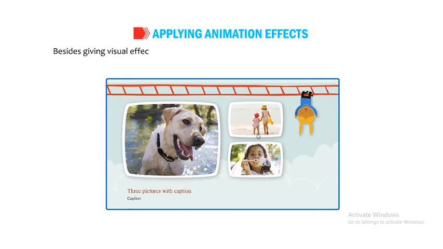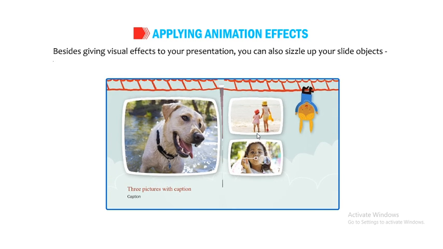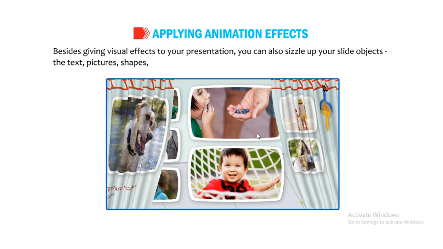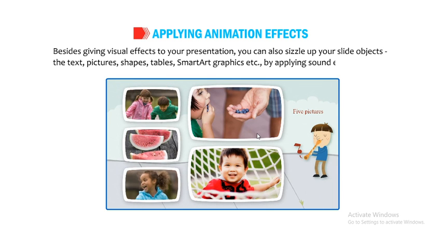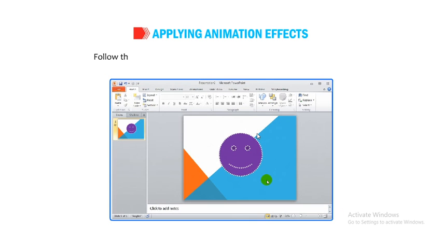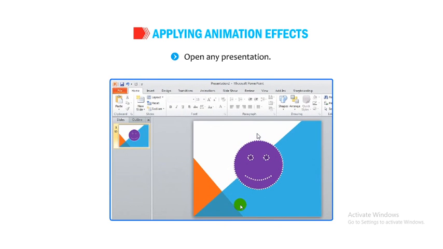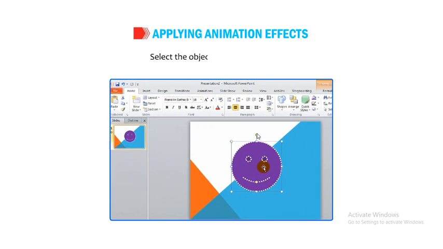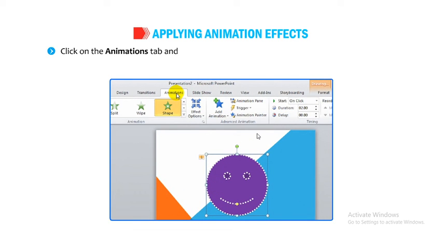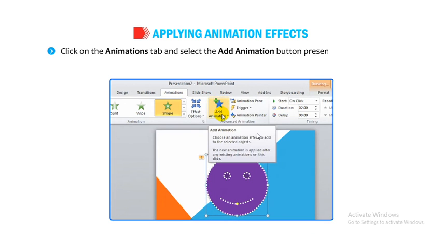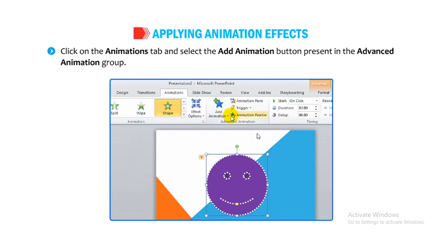Besides giving visual effects to your presentation, you can also sizzle up your slide objects, the text, pictures, shapes, tables, smart art graphics, etc. by applying sound effects. Follow the given steps to apply animation effects to the slide objects. Open any presentation. Select the object you want to animate. Click on the Animations tab and select the Add Animation button present in the Advanced Animation group.